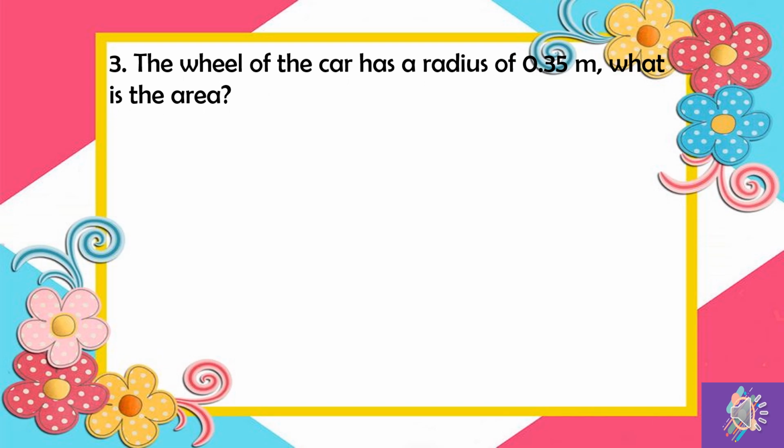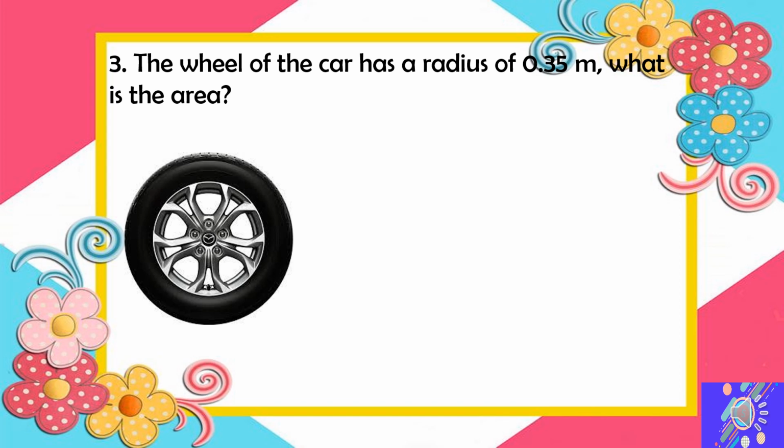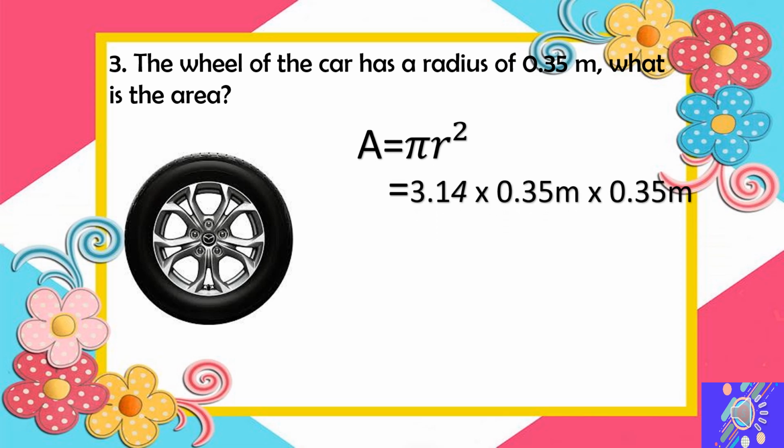And for number 3, the wheel of the car has a radius of 0.35 meters. What is the area? Okay, so this is the wheel of the car, and the radius of that is 0.35 meters. So again, we will be using this formula, A equals pi r squared. Let us now substitute. The value of pi again is 3.14 times the radius squared, 0.35 meters times 0.35 meters.